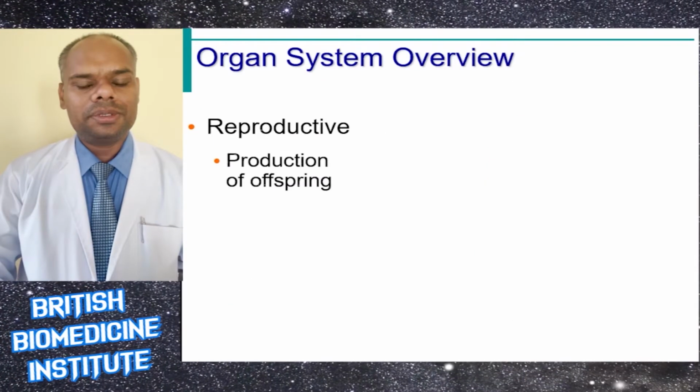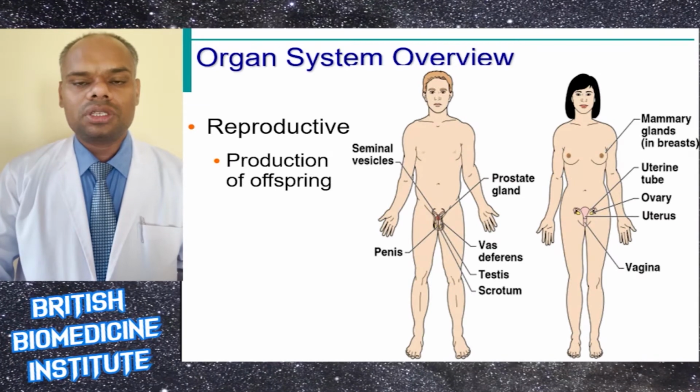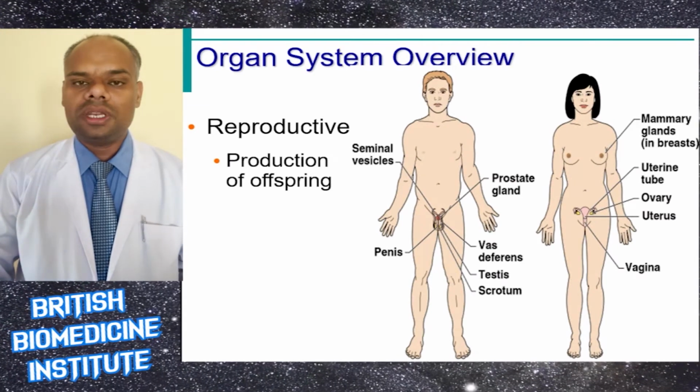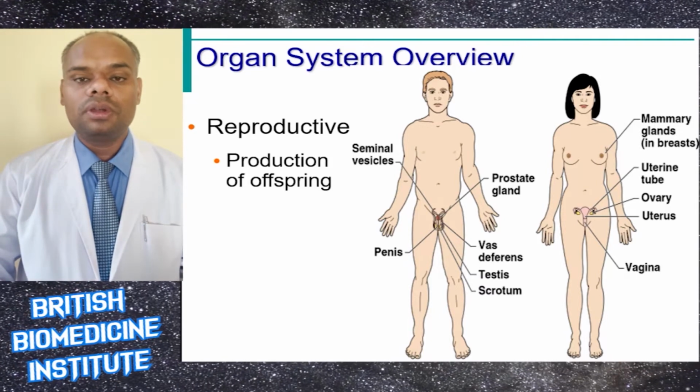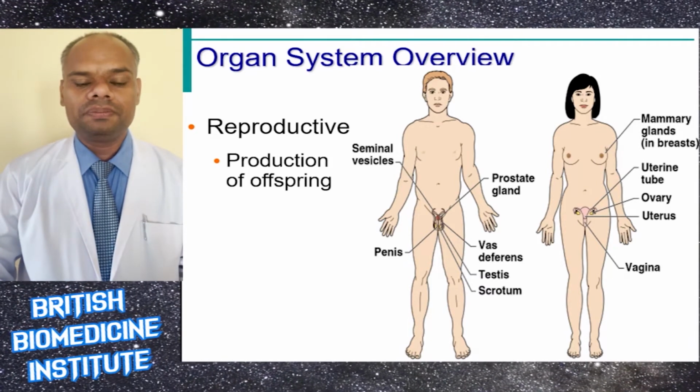The reproductive system helps in reproduction and production of new offspring. So various organs are available in male and female for these reproductive activities.